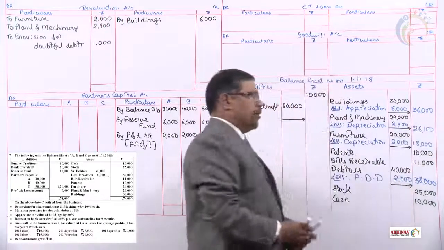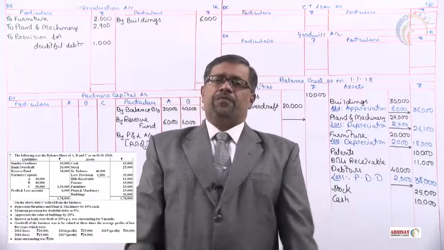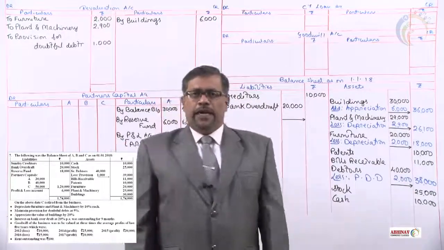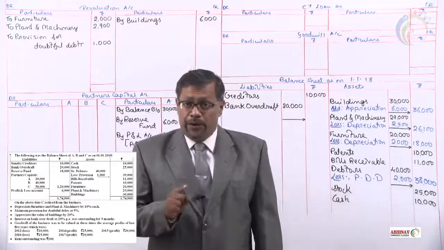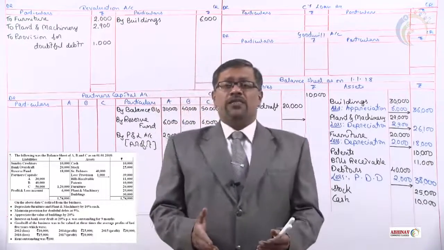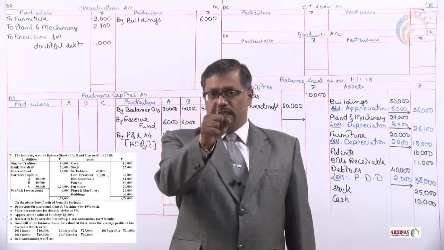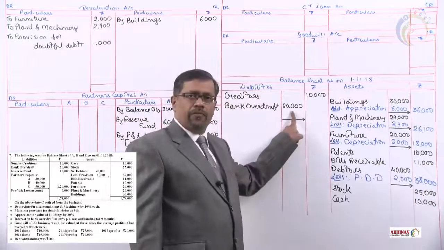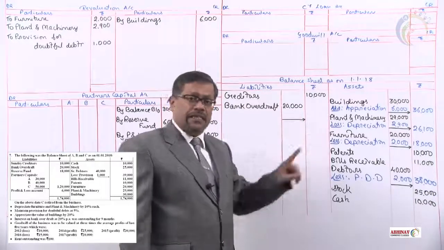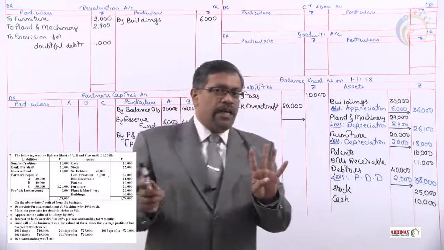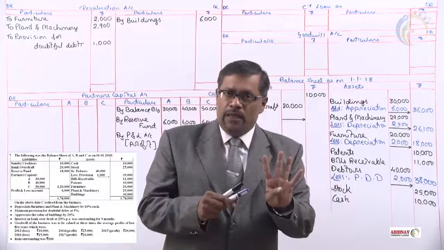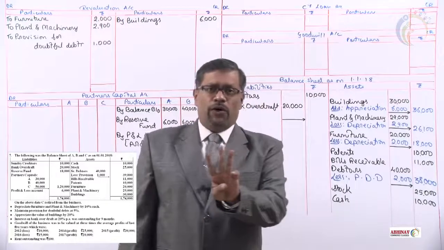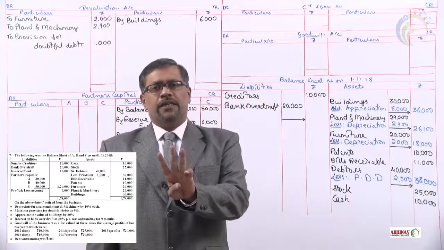So buildings in the outer column, 36,000. Next, interest on bank overdraft at 20% per annum was outstanding for 9 months. A working note is done, and what we got is 3,000. 20,000 into 20% is 4,000. For 9 months means into 9 upon 12. 4,000 into 9 upon 12, what we have got is 3,000 rupees.